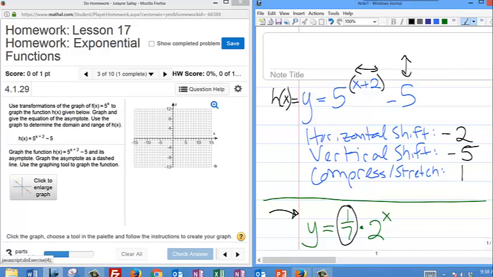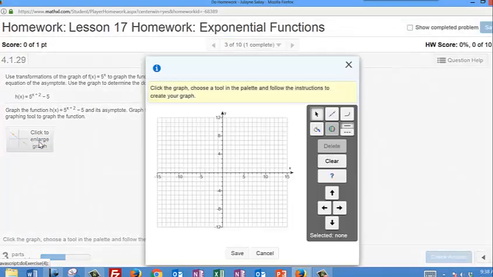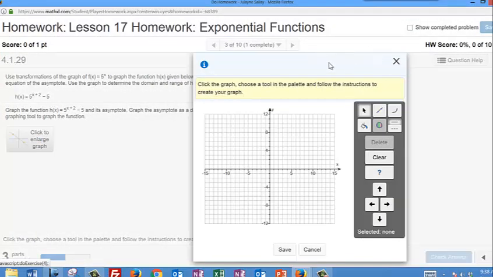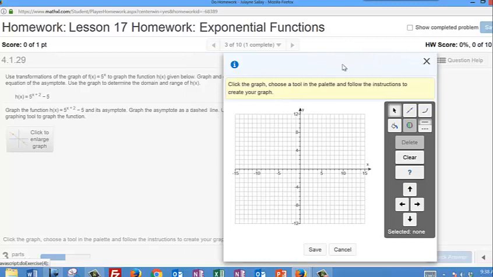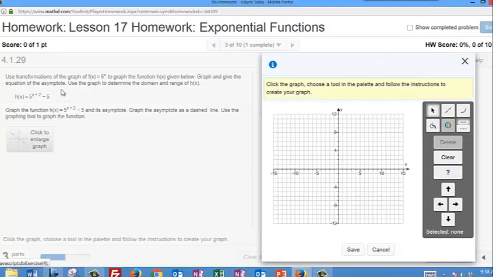So then I'm going to come over here to the graph. I'm going to enlarge it just so you can see it a bit bigger here, and move it over a bit. Come on, there we go. Okay, so the question says use the transformation of this graph f of x equals 5 to the x to graph the function h of x given below, this one down here.